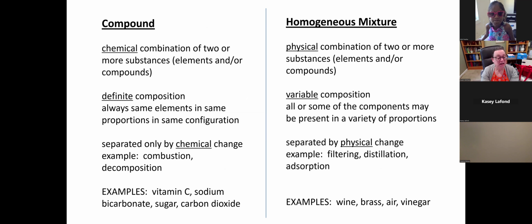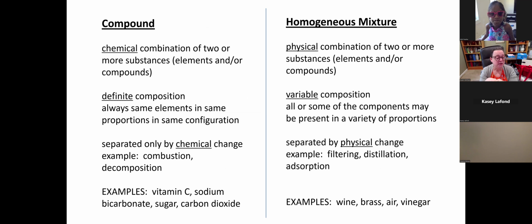Okay. And lastly, some good examples of each of them so we can think about them. So wine, air. Air is a good one. It's a good homogeneous mixture. It's made of lots of different kinds of gases. But lucky for us, the oxygen is not all on one side of the room. That would make it hard to breathe. So it's uniformly distributed all throughout.